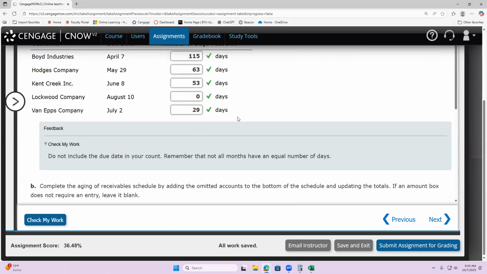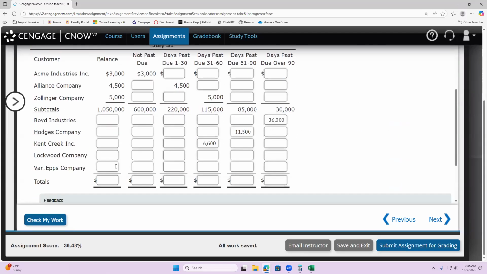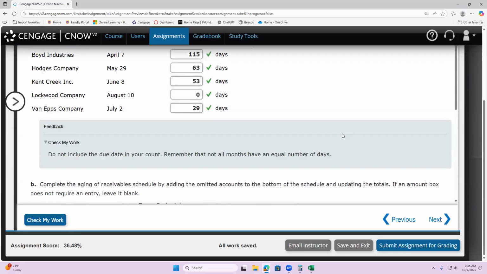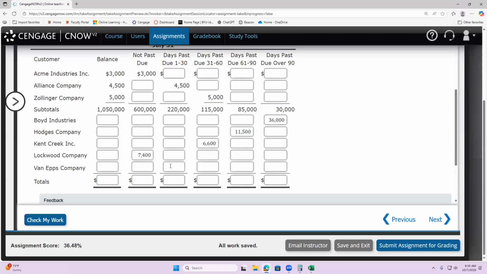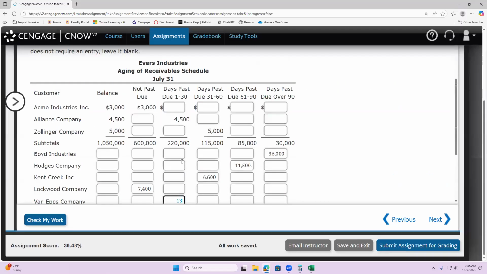Lockwood Company is not past due, and they owe 7,400. So I'll put them here in not past due. And then Van Epps, a good Dutch sounding name. They're 29 days past due and they owe me 13,000. So I'm gonna put them in the 1 to 30. And would I say 13,000?